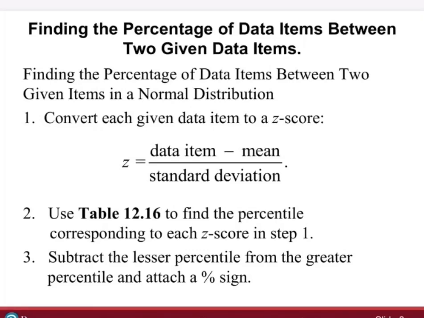Okay, so find the percentage of data between two items. Based on the way we just did the previous, this is going to be done in a similar way. We just have to adjust a little bit. Find the percentage of data items between two given items in a normal distribution. Convert each data item into a z-score. Use table 12.16 to find the percentile corresponding to each z-score in step 1, and then subtract the lesser percentile from the greater percentile and attach a percent sign.